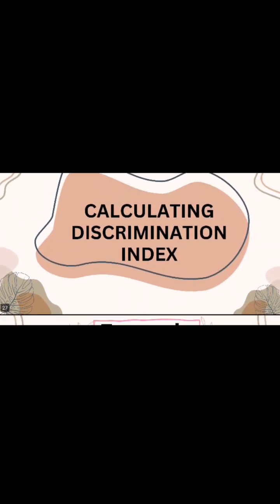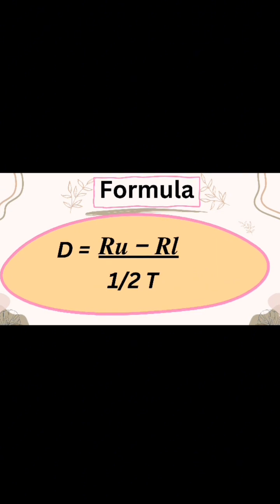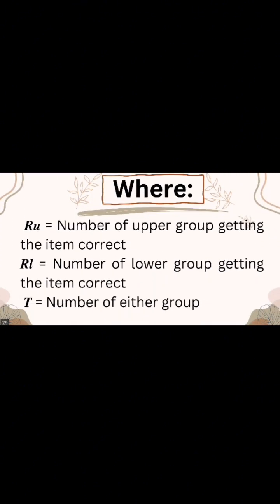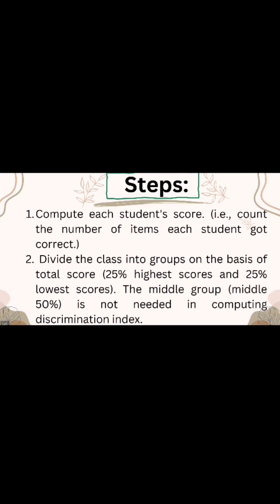Calculating the discrimination index. In calculating the discrimination index, you will use this formula: D equals RU minus RL over 1/2 T, where RU is the number of the upper group getting the item correct, RL is the number of the lower group getting the item correct, and T is the number of students in either group. So, the steps. First, compute each student's score.